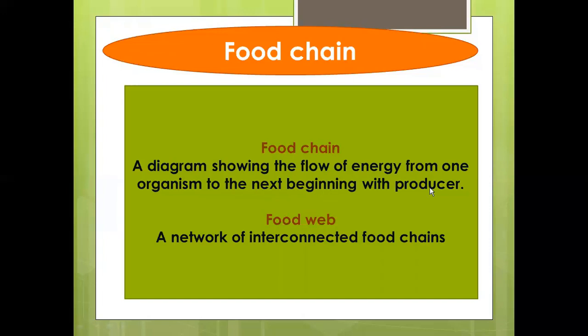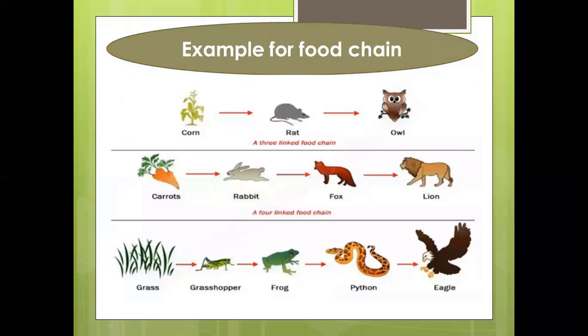You must check this point with me on the figure. Examples for food chain are the following. The first example: corn, rat, and owl. You must focus with me. This energy is transferred from the plant to the rat to the owl. So these are simple figures, simple pictures that illustrate the energy flow from the plant to animals, from one organism to another.